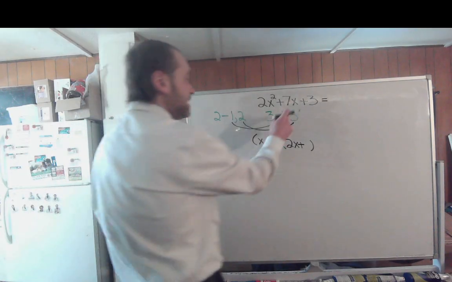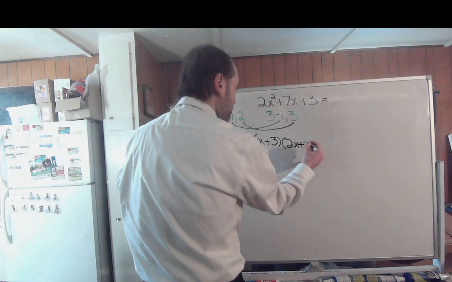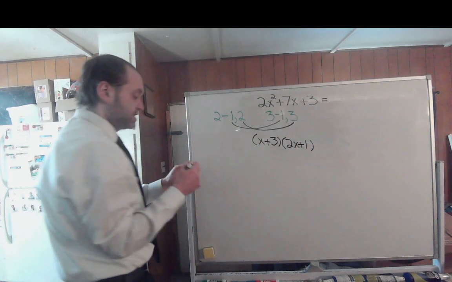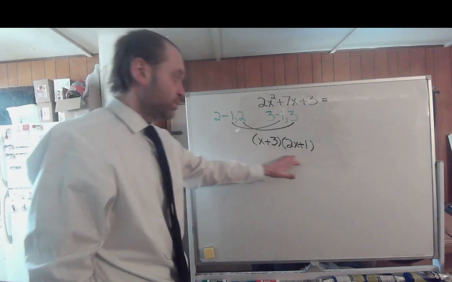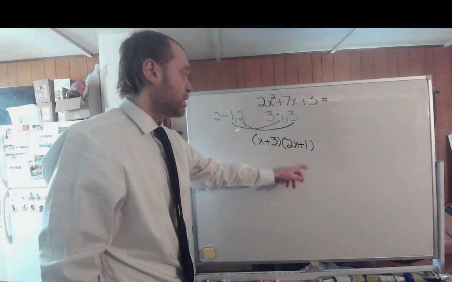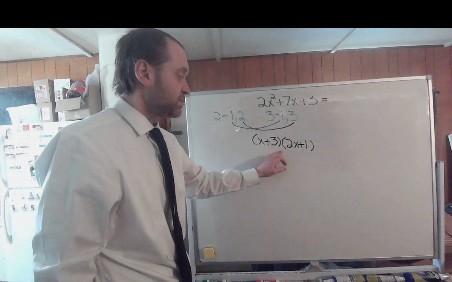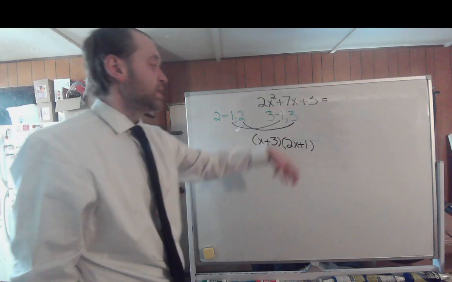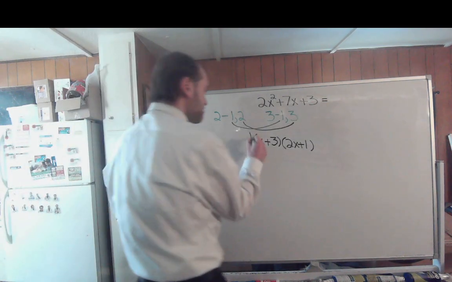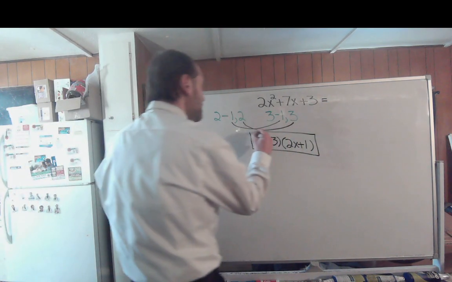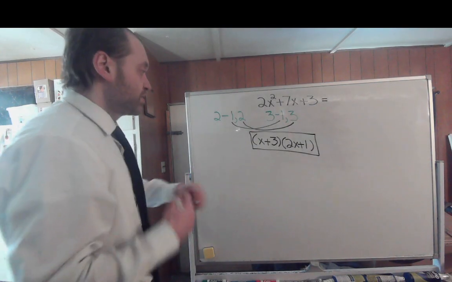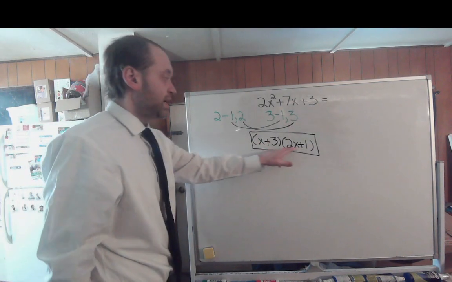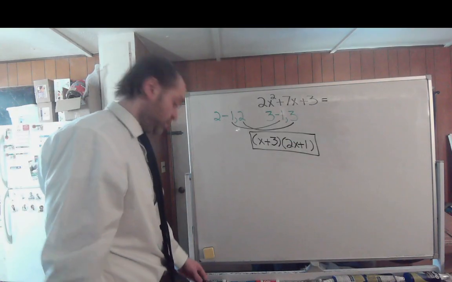Which means that only leaves the other factor of 3 being 1, going after the 2x plus. And then if you FOILed all this out, you would get 2x squared plus x plus 3 times 2x, which would be 7x plus 3. So you would get the original expression back. So this is going to factor into the quantity of x plus 3 times the quantity of 2x plus 1.